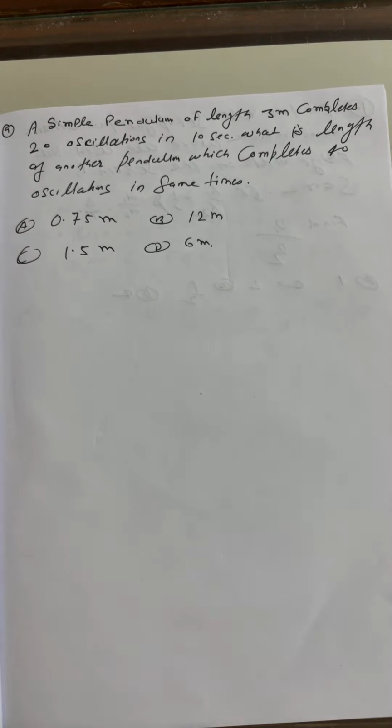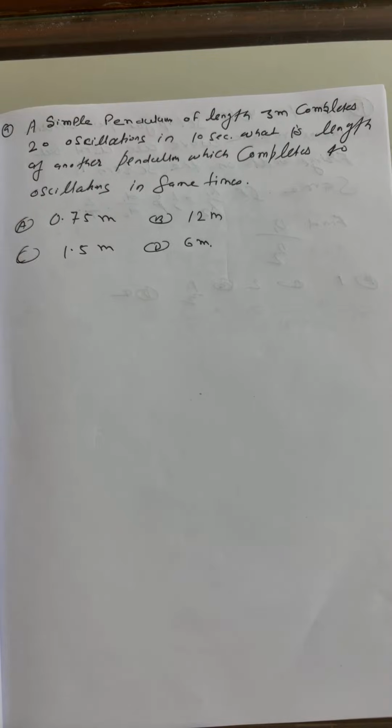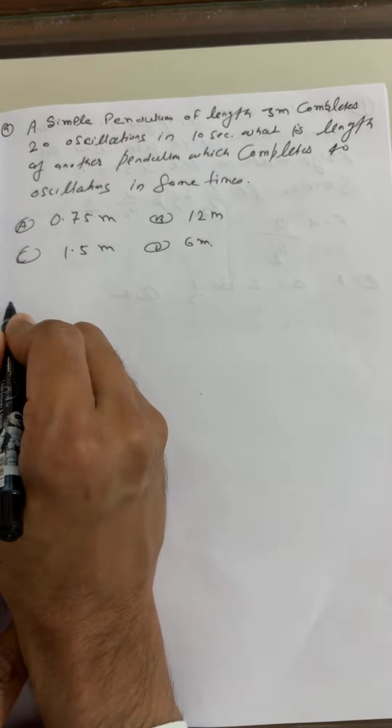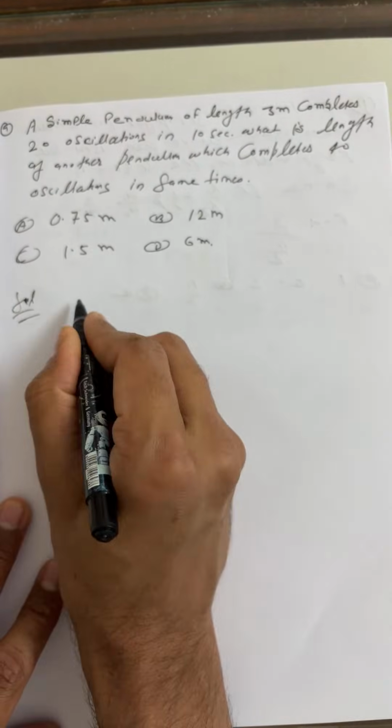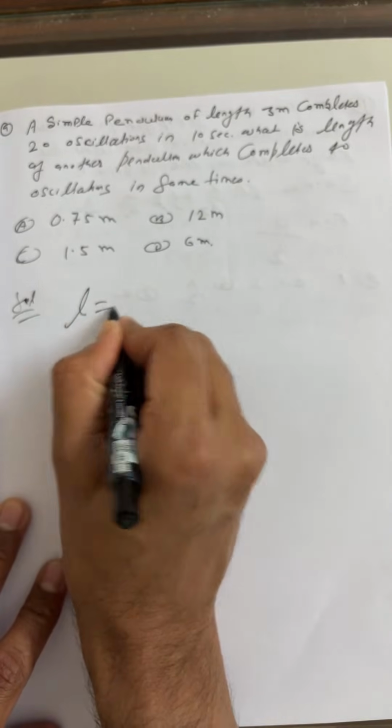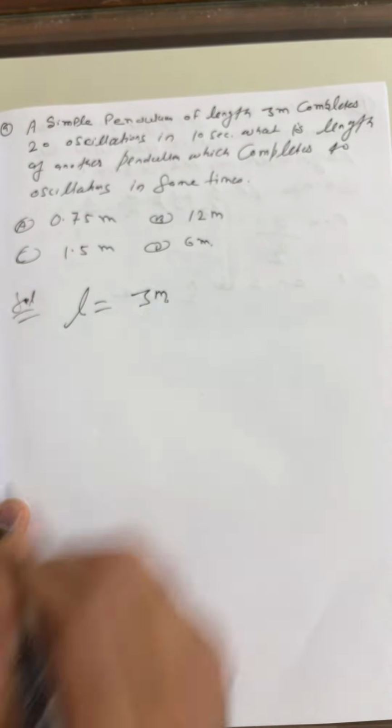Students, have a look at the next questions. What does the question say, student? Simple pendulum of length 3 meters. Okay. Now students, for the solution, what does it say? Length of simple pendulum is what?